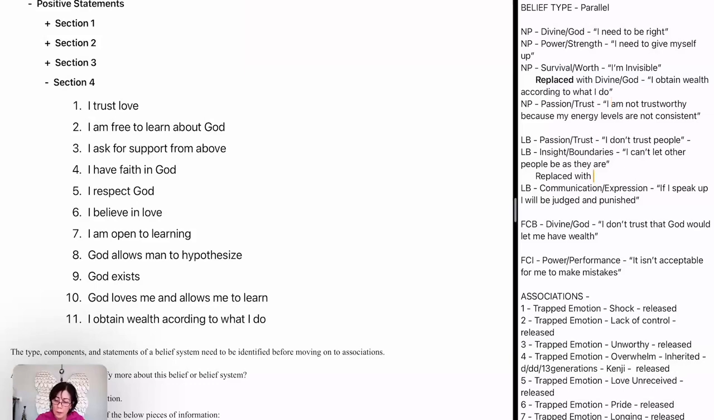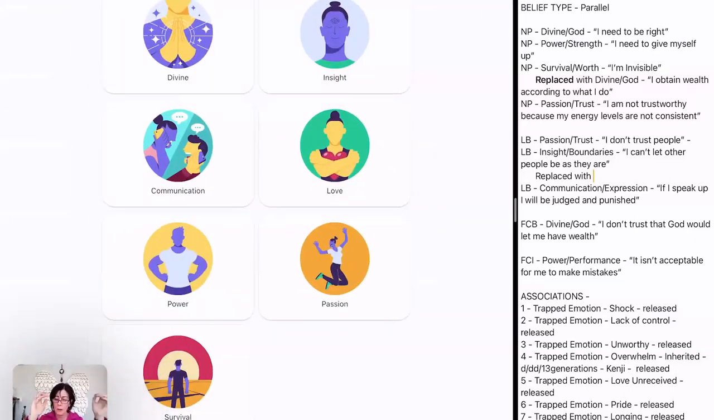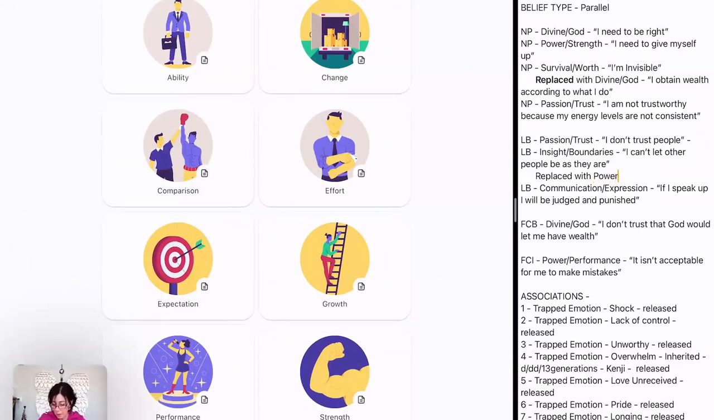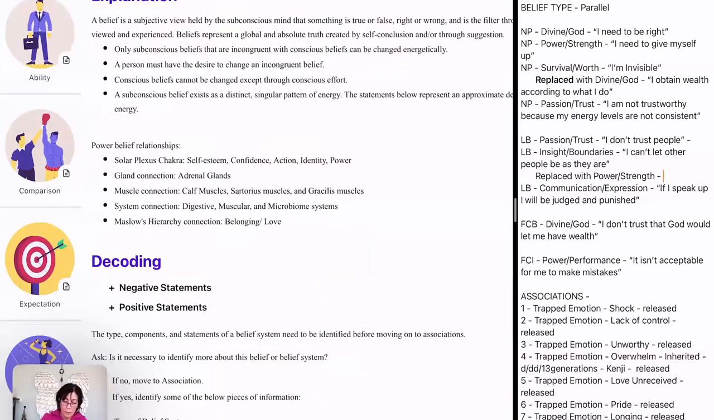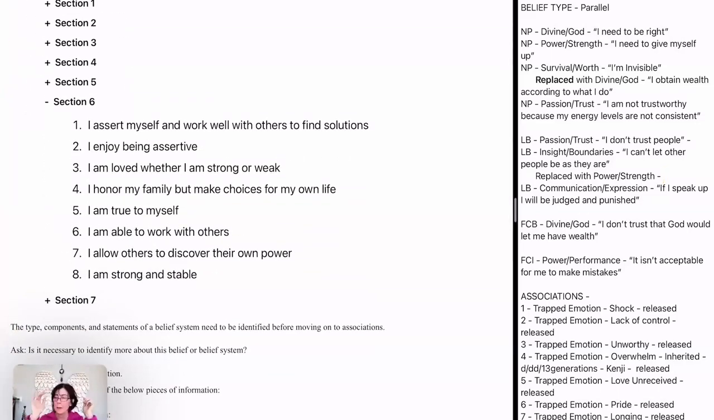We're replacing with. What are you going to replace? Is the replacement here on the chart? Yeah. So replacing, I can't let other people be as they are. Is it here to the right? No, to the left. Divine communication, power. Okay, we're looking in power. And on the right side, is it change, effort, growth, strength? Okay, what are we going to find here? Positive statements. Will we find this in an odd one, an even one? 2, 4, 6. Section 6, okay? I'm going to go down the list this way.